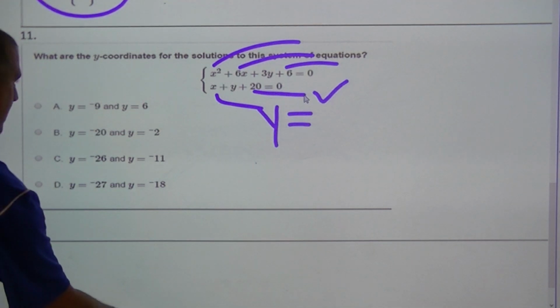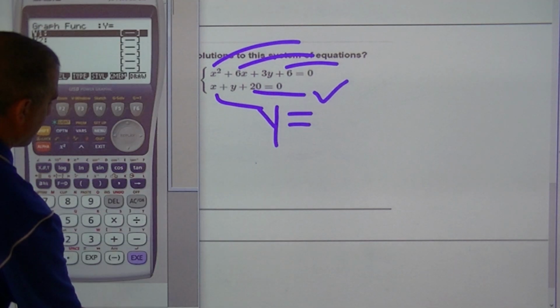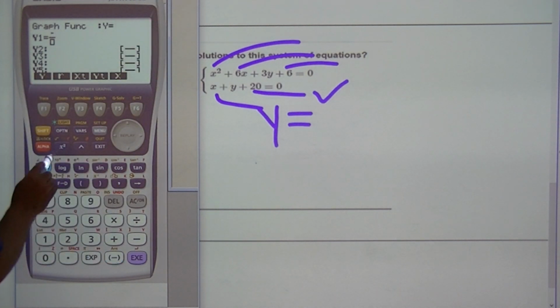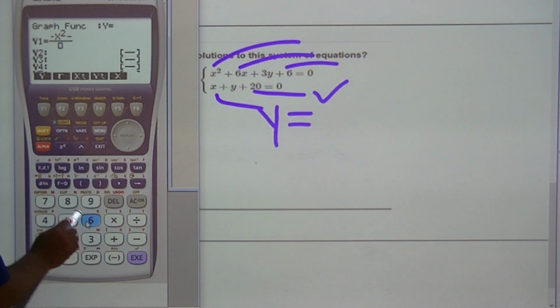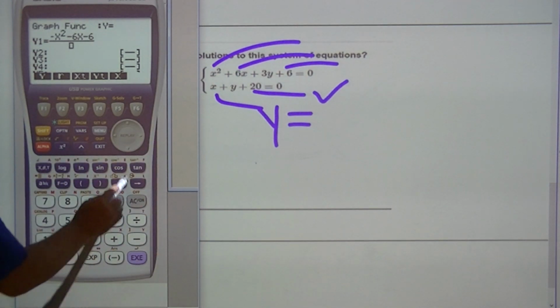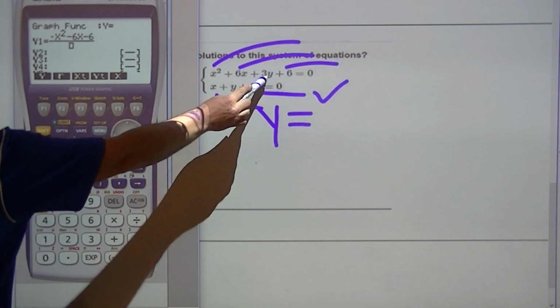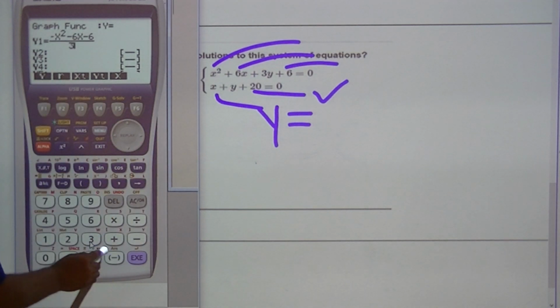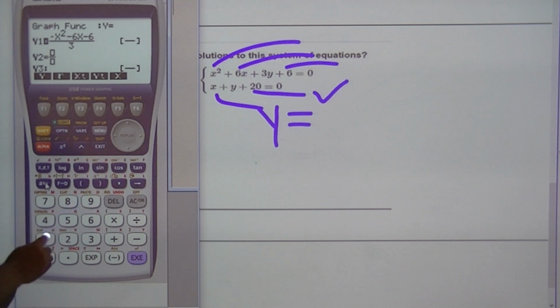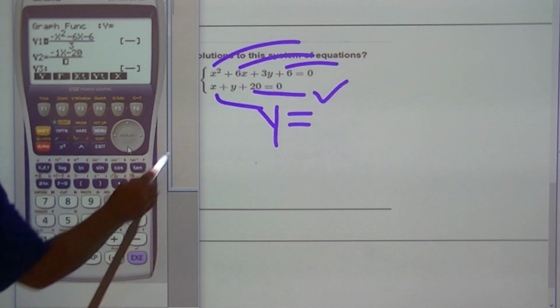Alright, now, when I do that, make it easy for yourself. Make a little fraction. X squared would become -x squared. 6x would become -6x. Positive 6 would become -6. And then underneath, whatever number is in front of y, that's what goes there. So it's 3. This one, the 1 would become -1x minus 20. The number in front of y there is 1.